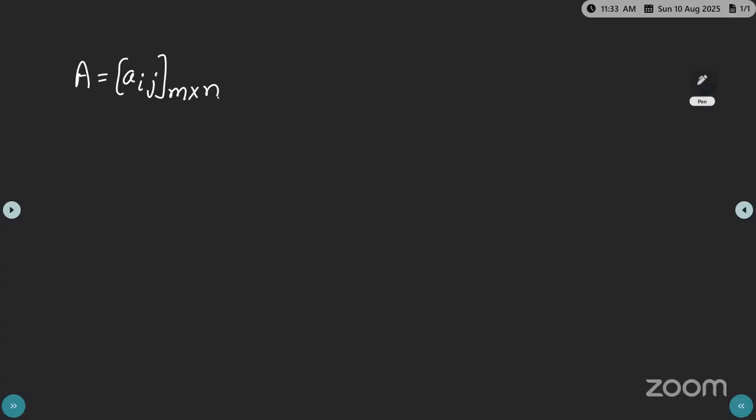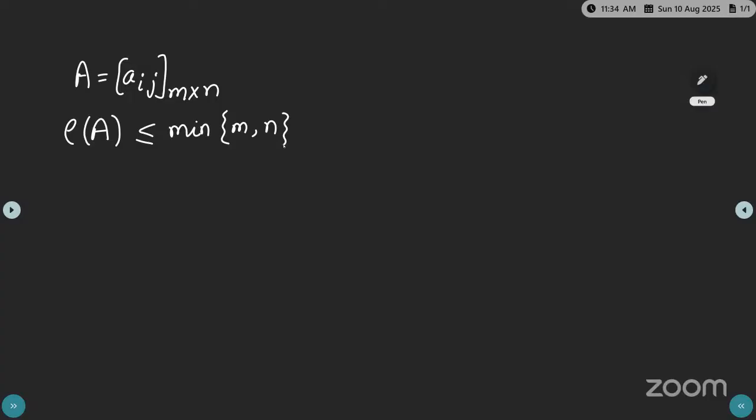Let A be of order m by n. The rank of capital A is denoted by rho of A. It is less than or equal to the minimum of m comma n.